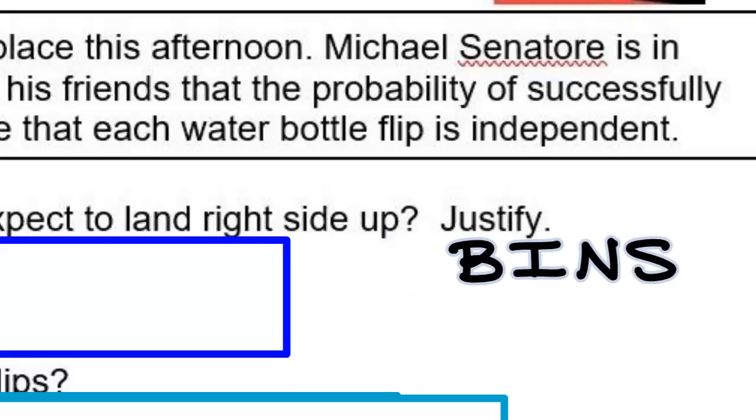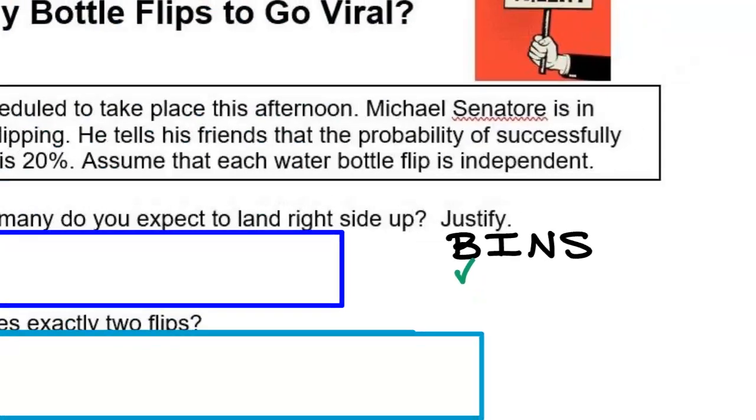Is this binary? Think about it. How do we determine if it's binary? Two options. What are the two options for bottle flipping here? Yep. Lands right side up, or it doesn't land right side up. So is this a binary situation? Yes. Do we get independence? Yep. It says assume each water bottle flip is independent, so we're okay to get independence here.